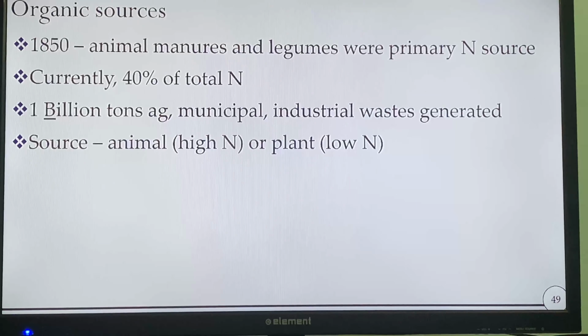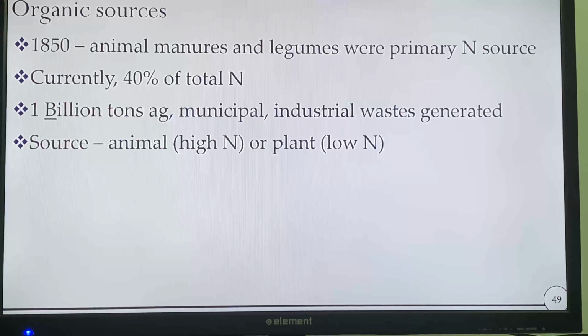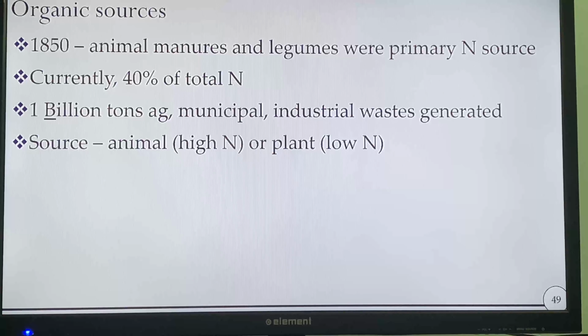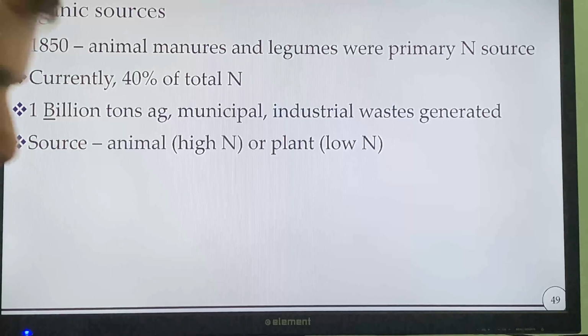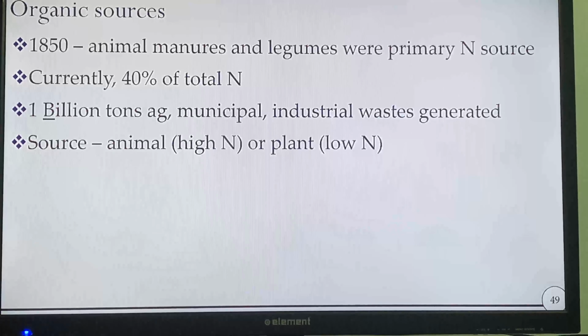So for our sources, we'll have them come from either animals or plants. For animals, we'll have a high nitrogen content, and our plant-based organic sources are going to have a low nitrogen content. So you'll need more of those in order to meet your N rate, or you will have to apply those over an extended period of time. You may have to apply multiple applications of this plant-based organic source.